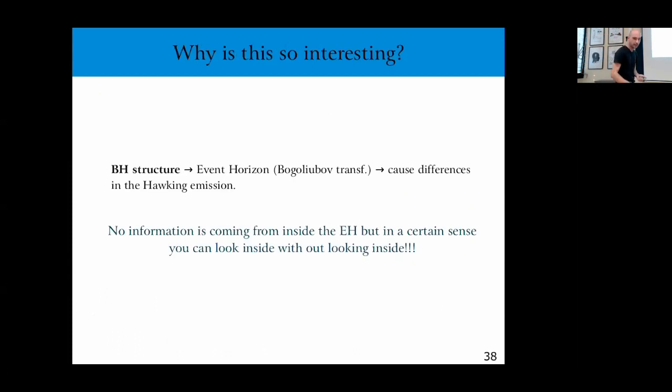And so in a certain sense, why is this result interesting, from my perspective? Because the black hole structure causes a variation in the structure of the event horizon, which causes variation in the Bogoliubov transformation, causing differences in the Hawking emission of these particles. So in a certain sense, it is possible, not to gain information coming from the inside of the black hole, but to look inside without looking inside.